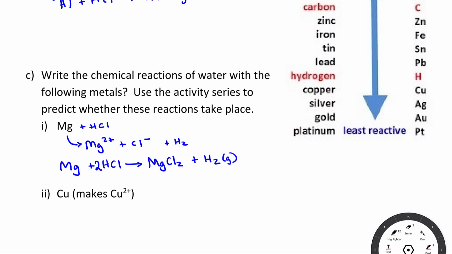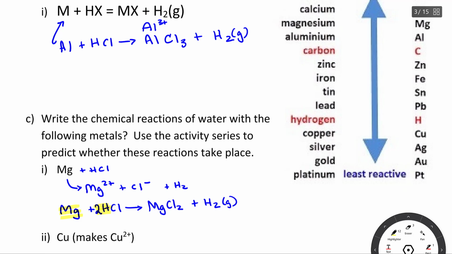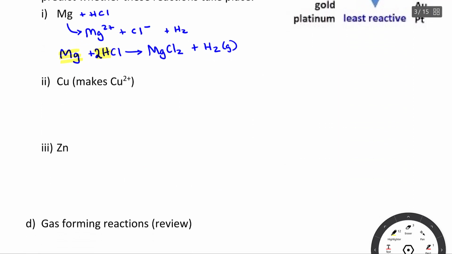Now, whether or not it reacts, the metal has to be above the acid, above hydrogen, in the activity series. And so when you look at magnesium, there's magnesium, it's above hydrogen. That means it's more reactive than hydrogen is, and will give hydrogen the electron. So go ahead and try copper and zinc, and I'll do them one at a time.